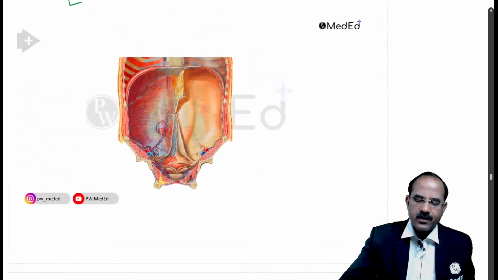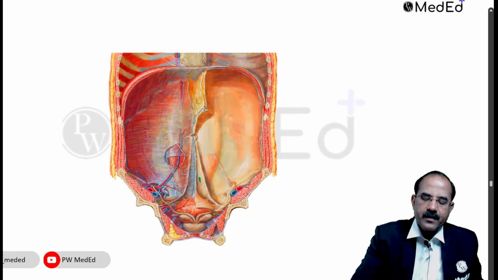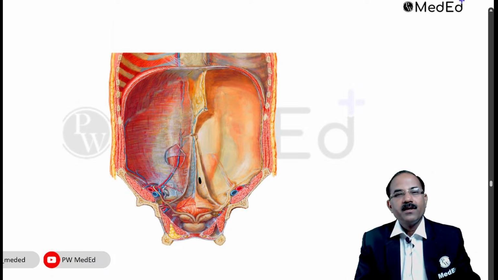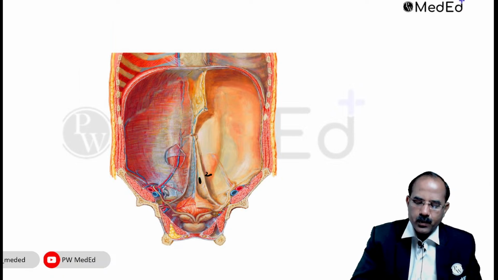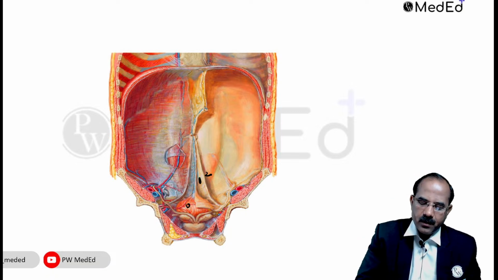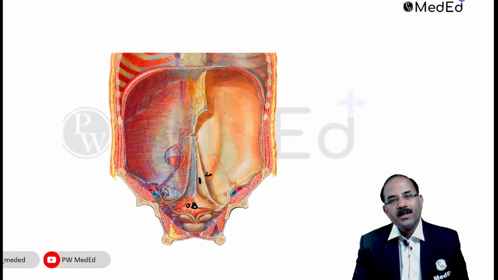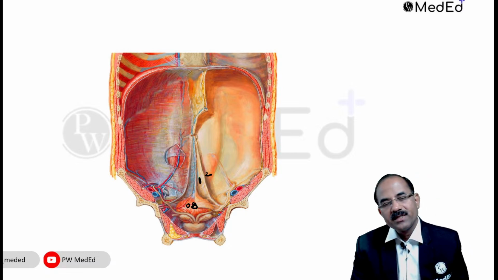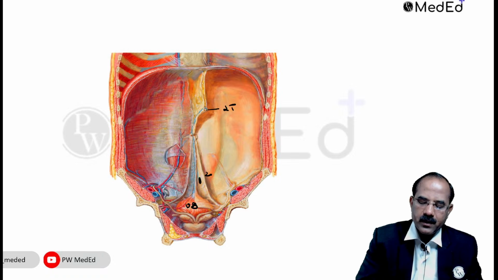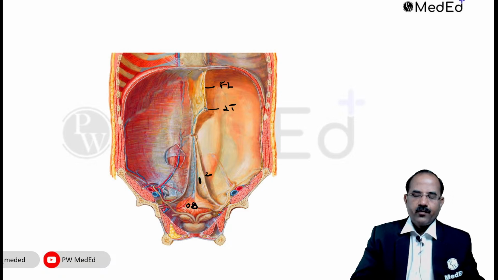Coming to, okay, look at this. What is this? Number 1. That's a median umbilical ligament. Number 2 is the medial umbilical ligament. This is the urinary bladder. Urinary bladder to the umbilicus, that's a median umbilical. Number 2 is the medial umbilical. What is this? Ligamentum teres. That's a falciform ligament.